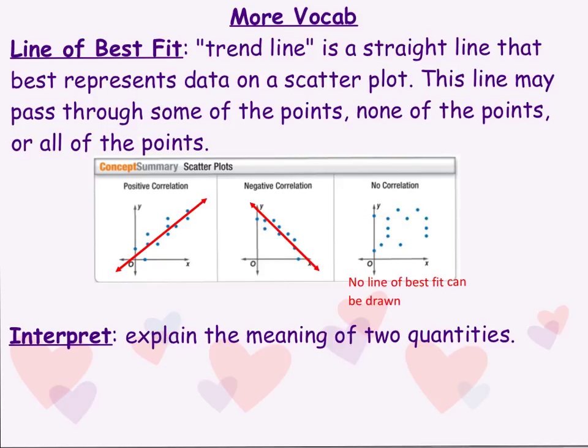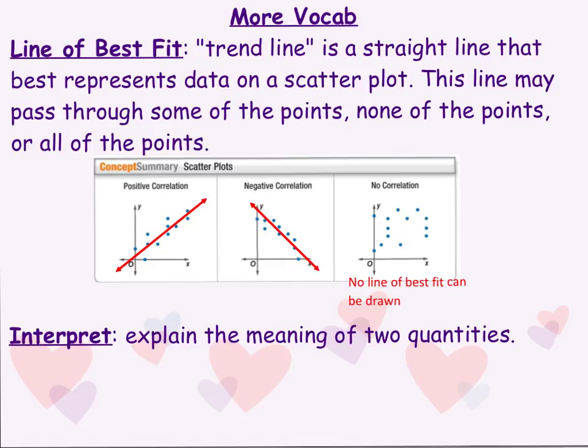All right, when we identify that there is a correlation, we can draw what's called a line of best fit. It's also called a best fit line. It's also called a trend line. It is a straight line that best represents data on the scatter plot. The line might pass through some of the points, none of the points, or all of the points. It just depends on the numbers that we use to make our scatter plot. The important thing is that it goes in the same direction as the correlation.